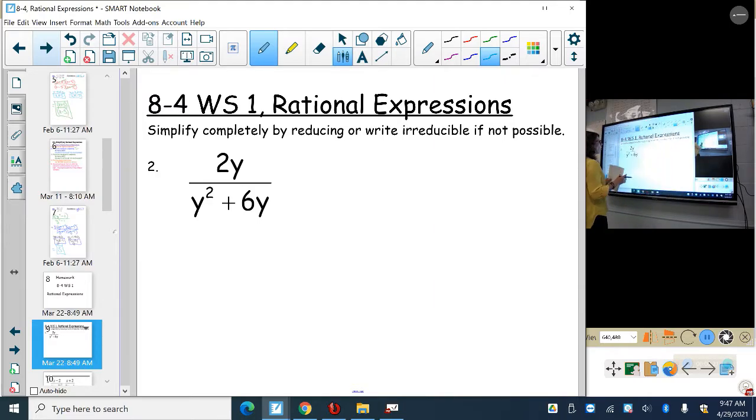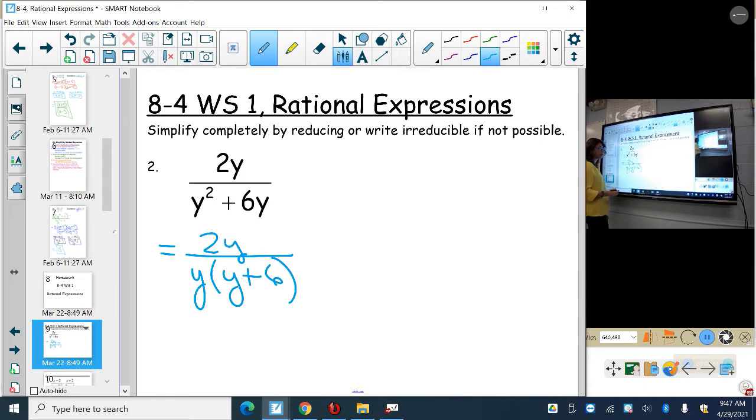So number 2, I need to go through the steps that we did before. So step 1, do I have a GCF in the numerator? I do not. The denominator, do I have a GCF? I do. That's going to be a y, so I'm left with a y plus a 6 in the denominator.